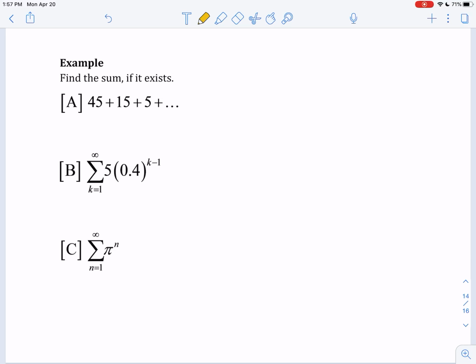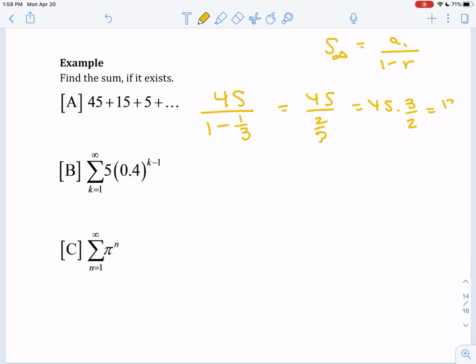Find the sum if it exists. I'm going to put this as reference here. So I need the first term and I need r. In this case, the first term is 45, and my r value, what am I multiplying by each time? Yeah, so I'm dividing by 3, which is the same as multiplying by 1/3, correct? So we've got 45 over 2/3, which is the same as 45 times the reciprocal, 3/2. So 135 over 2.